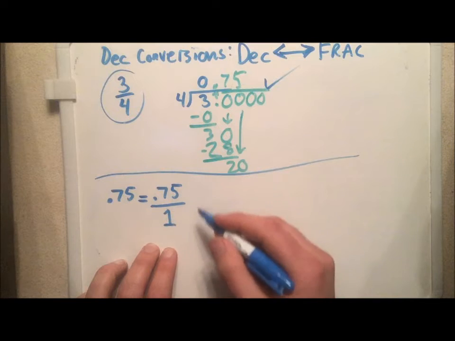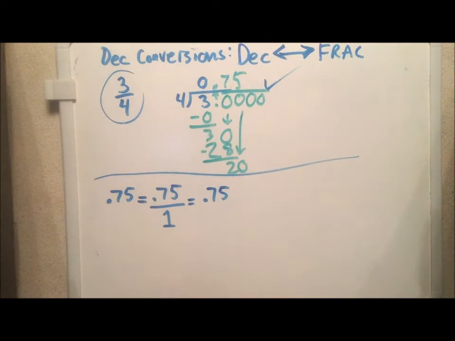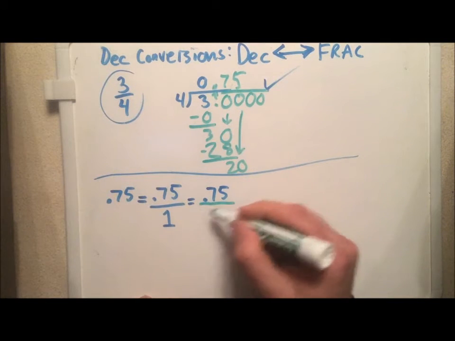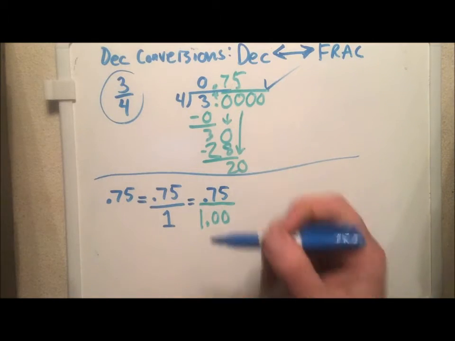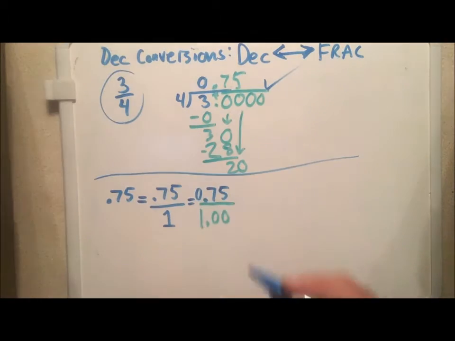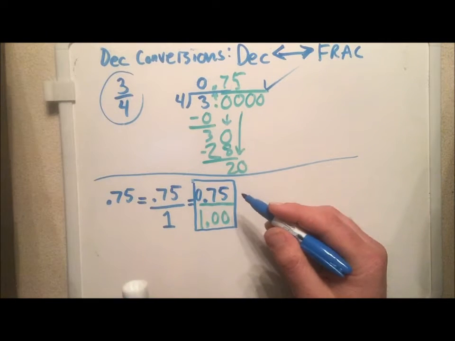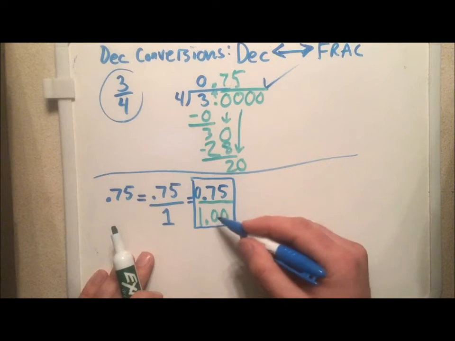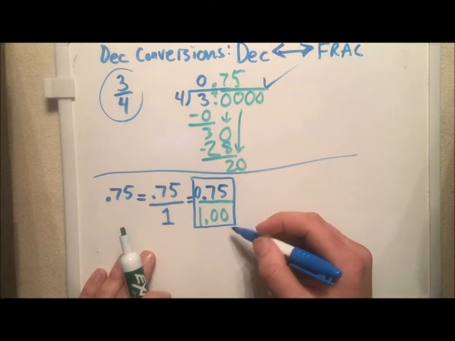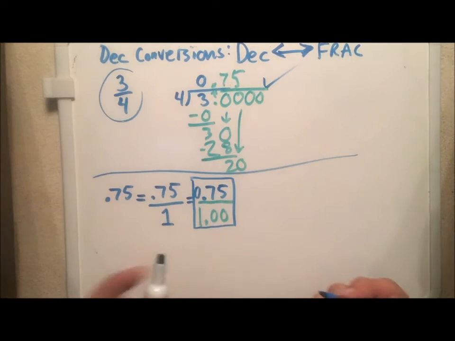Now that we're here, we can think to ourselves, hey, that's the same as 0.75 over top of 1.00. That's really what we're dealing with. And now that we have this, we have exactly what we had in the last video. We have a fraction with decimals in it. And we have to ask, how do we get rid of these decimals? In this case, there are two bounces I need to do to the right.